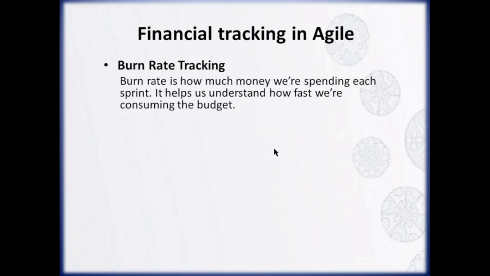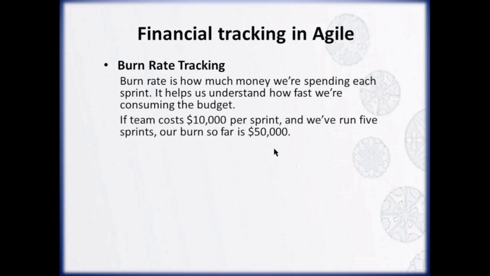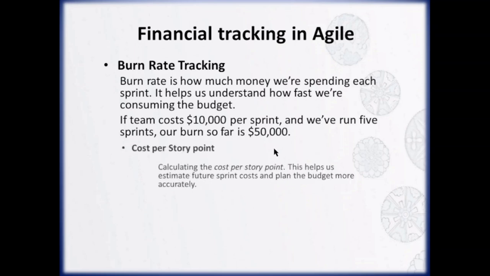One simple and effective way to track financials in agile is using burn rate. This just means looking at how much money we are spending each sprint, like salaries, contractor costs, tools, and so on. For example, if we know our team costs $10,000 per sprint, and if we have run 5 sprints, then our burn so far is $50,000. So, it helps us to understand how far we are consuming the budget.